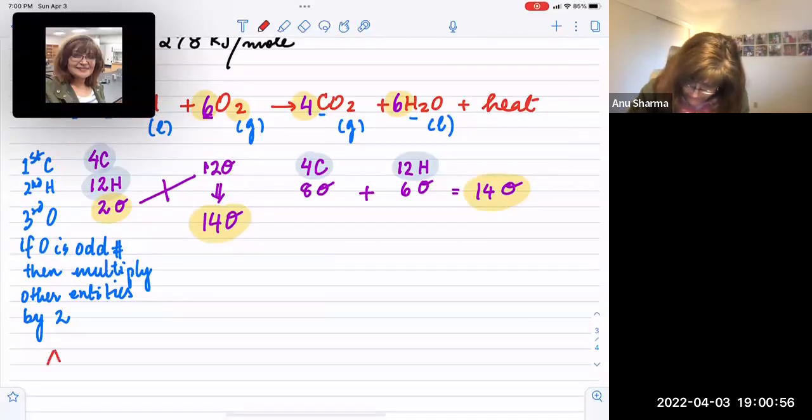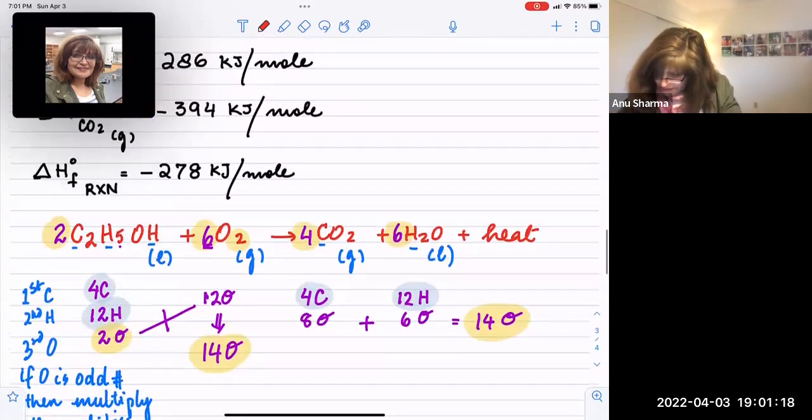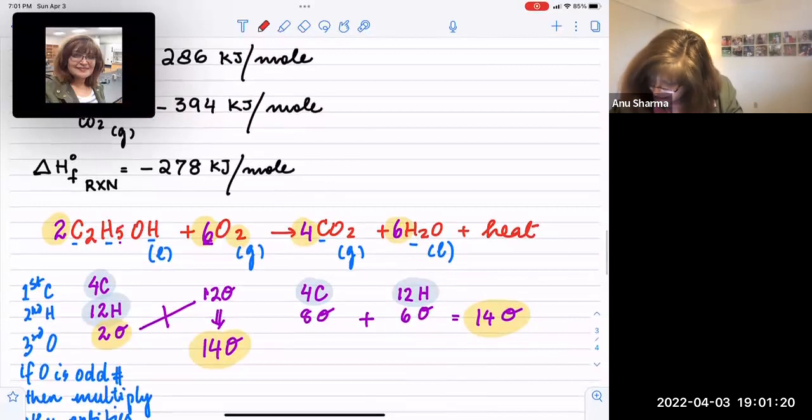Delta H F, one second, let me just double check one thing. That is the heat of formation of water and carbon dioxide is given, minus 278. Oh, okay. Because this is not for the reaction. That's a little mistake here. This is not the reaction.